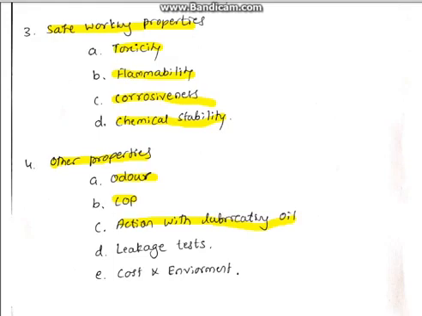Next point is action with lubricating oil. A good refrigerant must not react with the lubricating oil used for lubricating the parts of the compressor. Next point, leakage test. The refrigerant must be such that any leakage can be detected by a simple test. Last one, cost and environment. An ideal refrigerant must be easily available and should be cheaper. These are the properties of a good refrigerant.